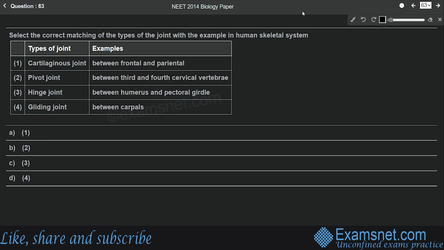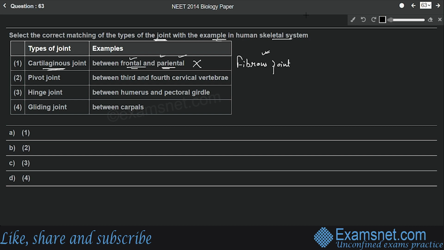Question number 63 is from the chapter Locomotion and Movement, and the question is, select the correct matching of the types of the joint with the examples in human skeletal system. So the first type of joint is cartilaginous joint, and the example is between frontal and parietal. Okay, so this is an incorrect match. Which type of joint is found between frontal and parietal? It is the fibrous joint, because we know that in the bones of skull, fibrous joints are found.